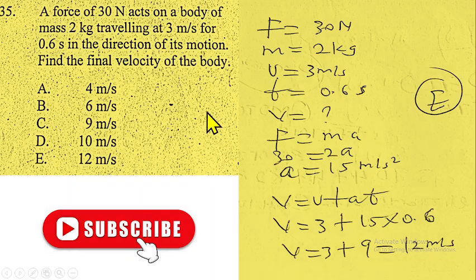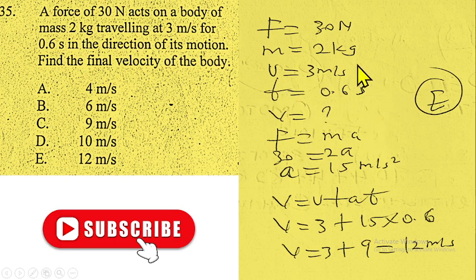Question number 35. A force of 30 Newton acts on a body of mass 2 kilogram traveling at 3 meter per second for 0.6 seconds in the direction of its motion. Find its final velocity. This also is very simple. We are given the force, the mass of the body, the initial velocity, and the time. We have to find the final velocity.